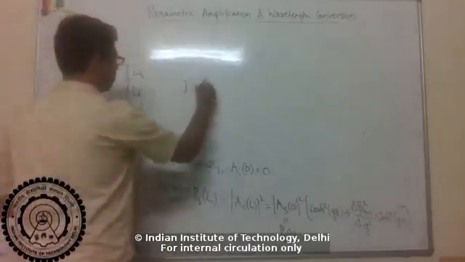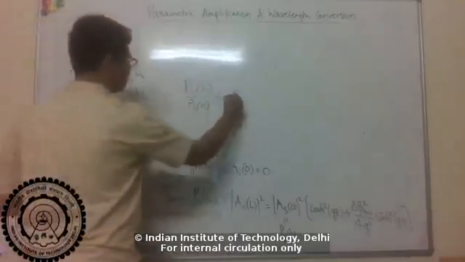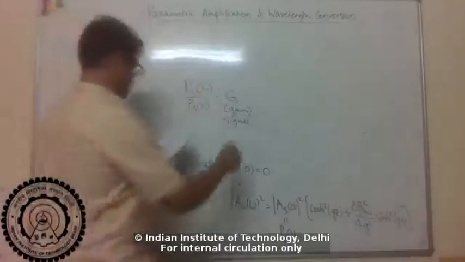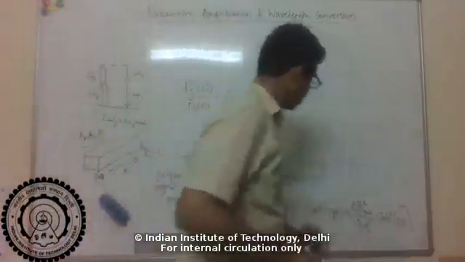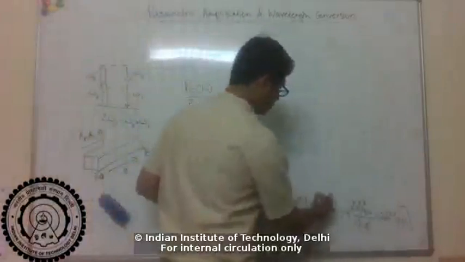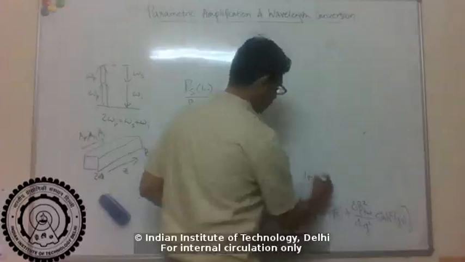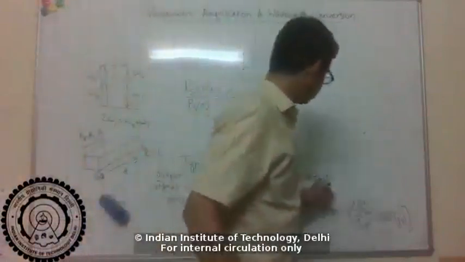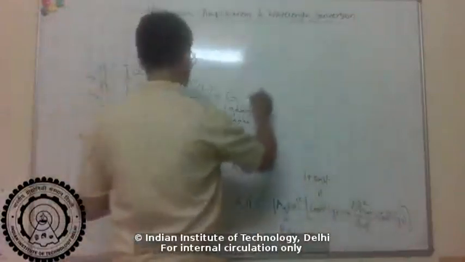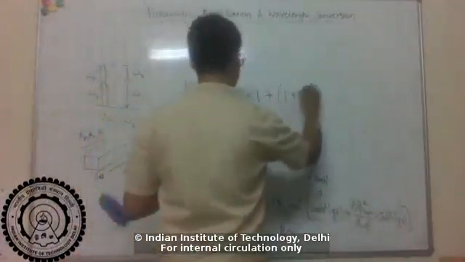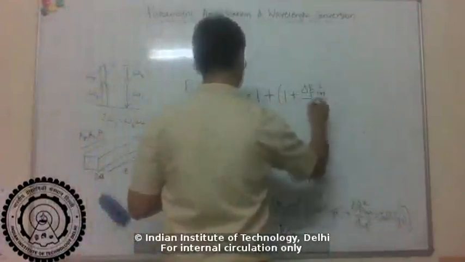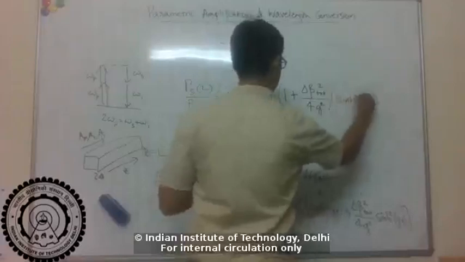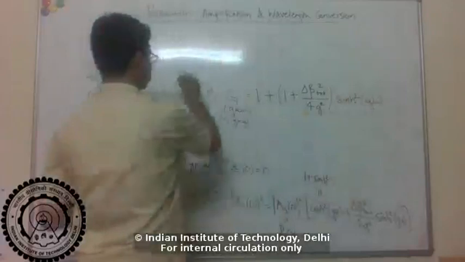So here, the output signal power divided by the input signal power is some gain, the signal gain, and that's given by this expression. We can simplify this a little bit more. You can use the relation that cosine hyperbolic square is 1 plus sine hyperbolic square, and then get an expression just in terms of sine hyperbolic. So that's the expression for the gain.